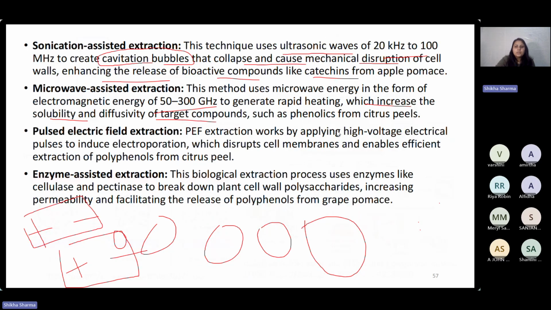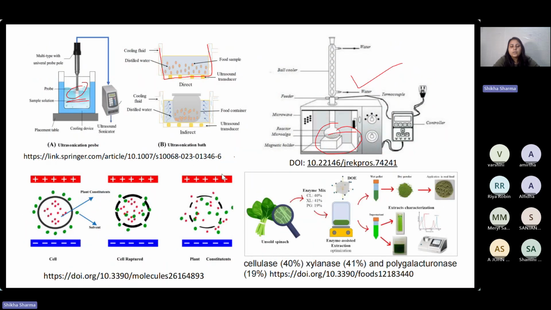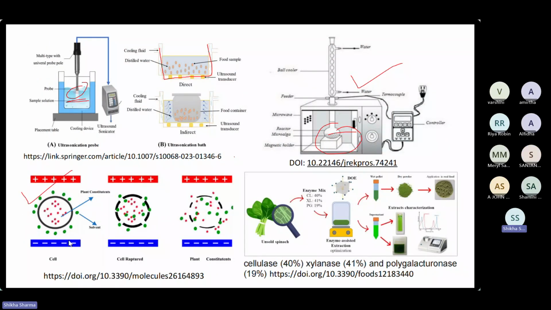Then there is the pulse electric field extraction. In this, a high voltage electric pulse is applied so that electroporation can be done. This particular principle of pulse electric field we discussed in the previous lectures: how the electroporation happens, and how it disrupts the cell membranes and enables the efficient extraction of the polyphenols from the citrus peel. So the electric field is applied so that electroporation can be done, and the compounds present inside the cell, like the bioactive compounds, can be extracted.